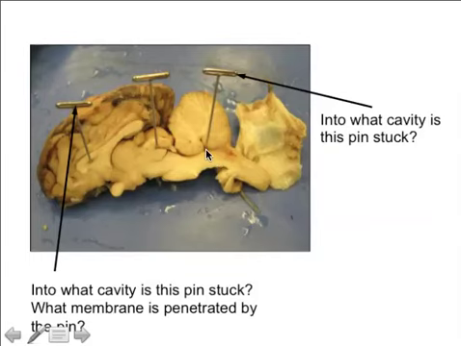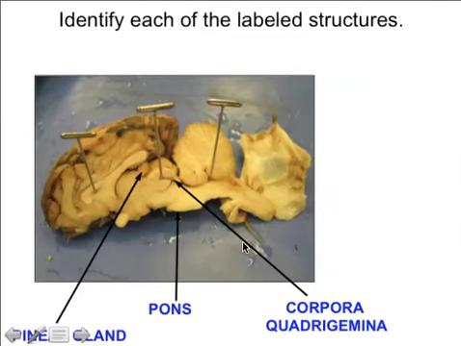Okay, the fourth ventricle receives cerebrospinal fluid from the third ventricle, which is right about here, via the cerebral aqueduct, which allows it to flow down, collect in this chamber, and then exit through median and lateral apertures to circulate around the brain. More structures to identify. We can see here the pineal gland, the pons, and the corpora quadrigemina.